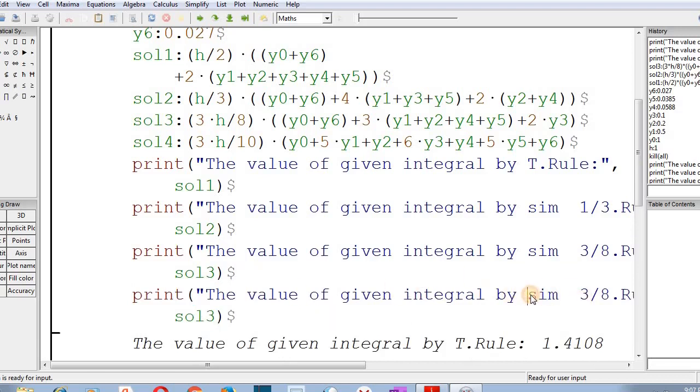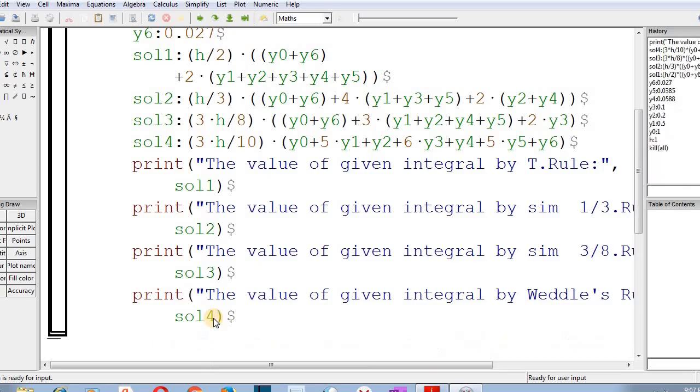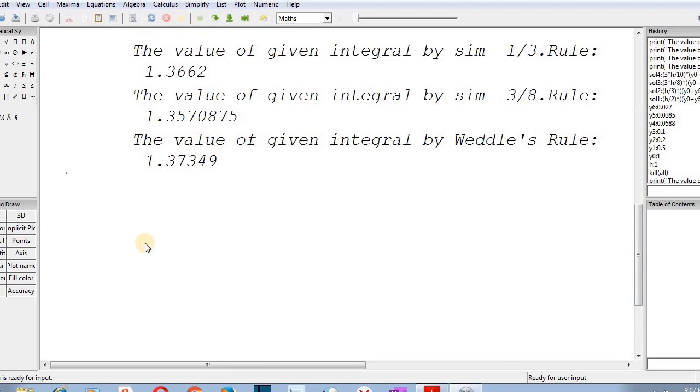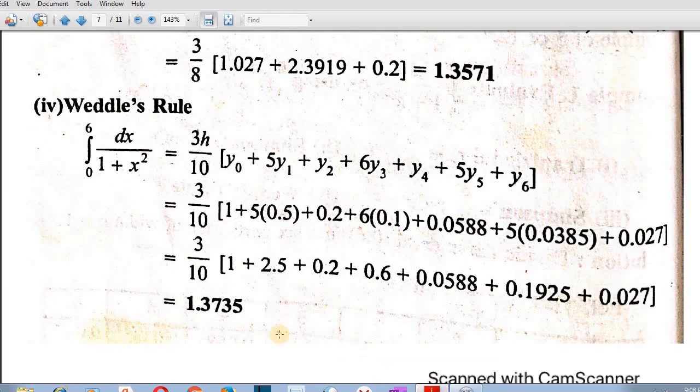This is Weddle's rule. I have to change it here, Weddle's rule. What is that solution? Solution 4 I have to print here. Now you can press shift enter simultaneously. You will get the fourth value. See here, 1.37349, or it can be 1.3735. You can check the manual solution, 1.3735 by Weddle's rule.